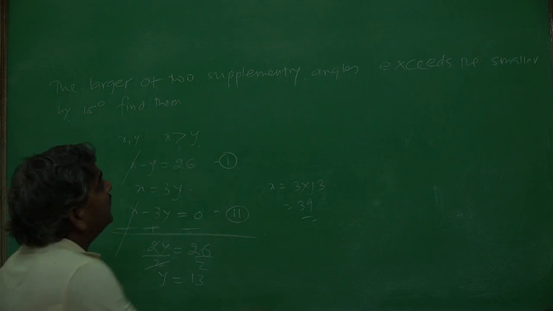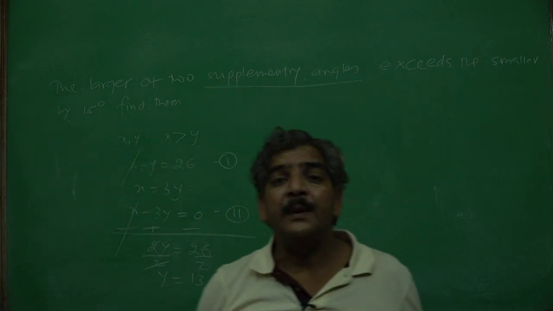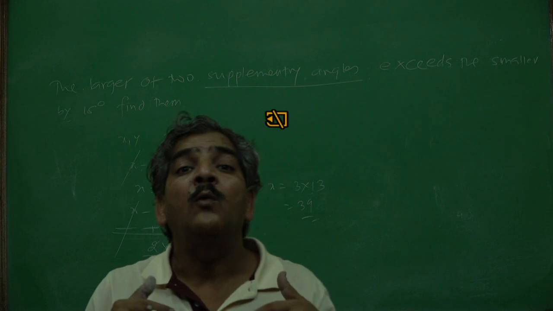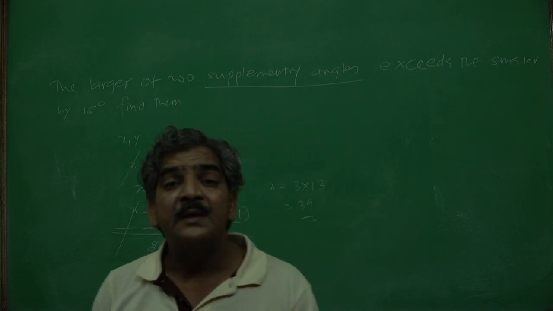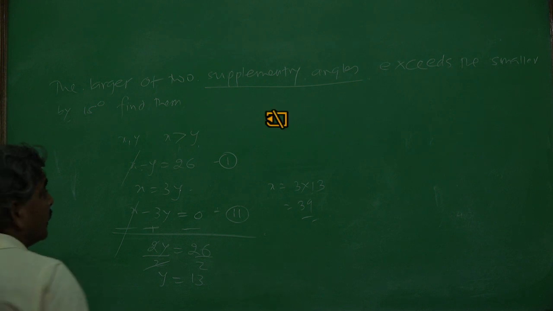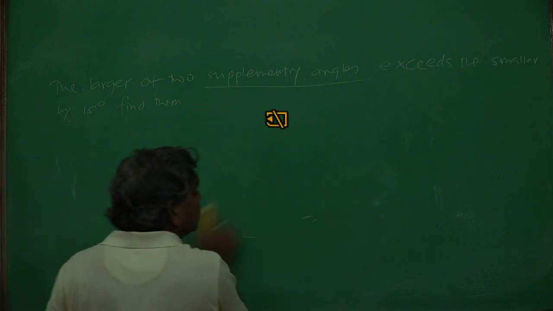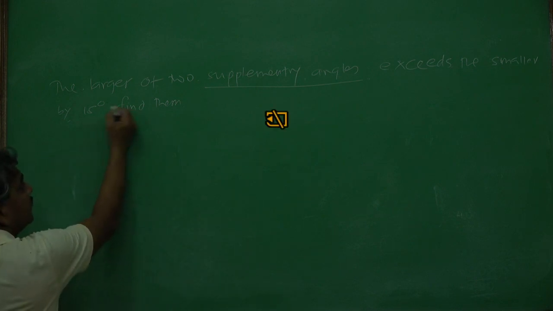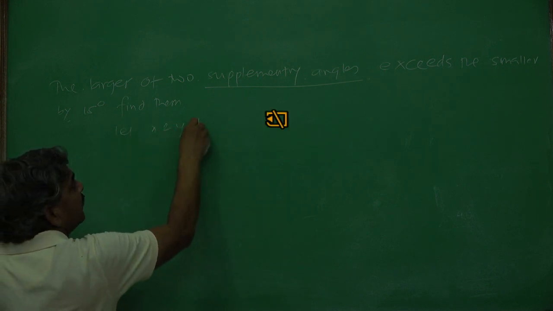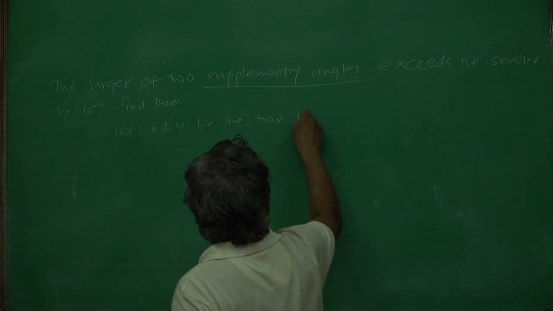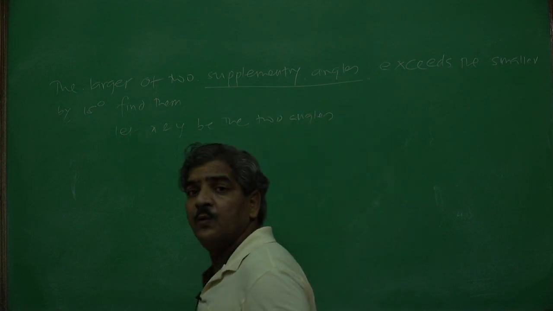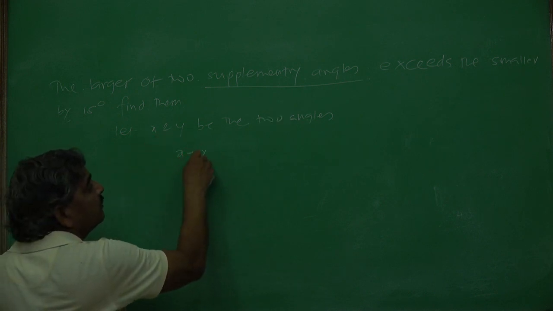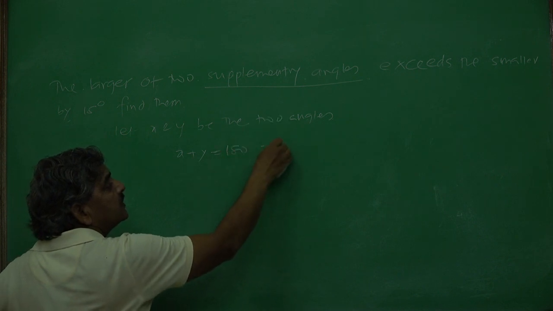Now you know what we mean by supplementary angles in geometry? If the sum of two angles is equal to 180 degrees, then such two angles are known as supplementary angles. So here let x and y be the two angles. Therefore, x plus y is equal to 180. This is the equation.